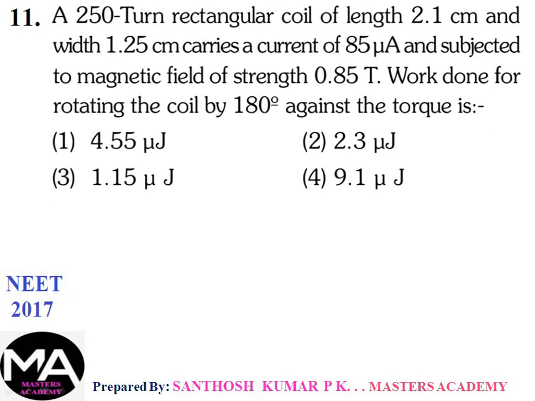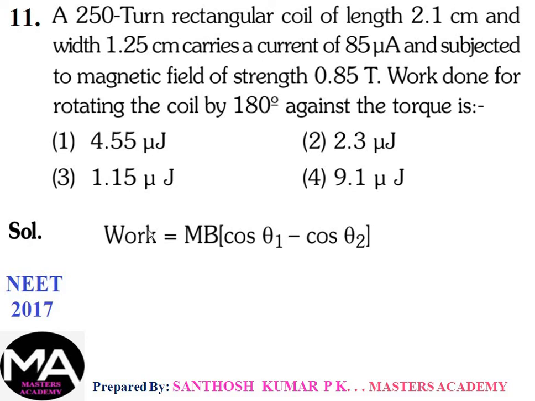Next problem. A 250 turn rectangular coil of length 2.1 centimeter and width 1.25 centimeter carries a current of 85 microampere and is subjected to a magnetic field of strength 0.85 Tesla. Work done for rotating the coil by 180 degree against the torque is, 4 options are given. It is from NEET 2017.